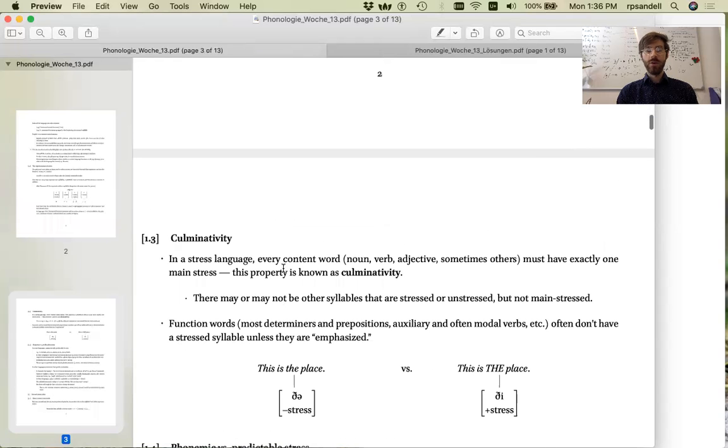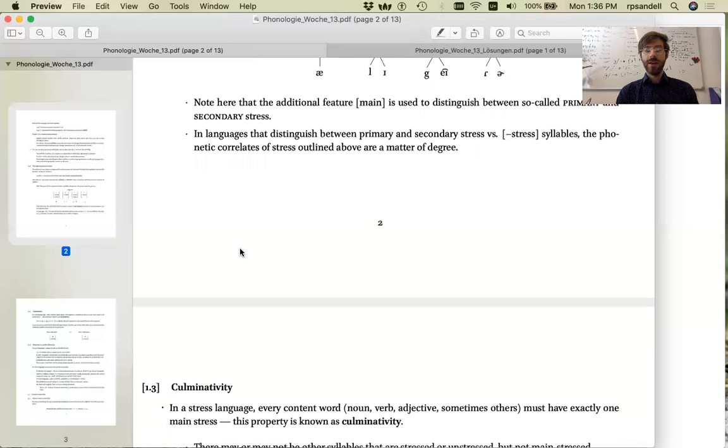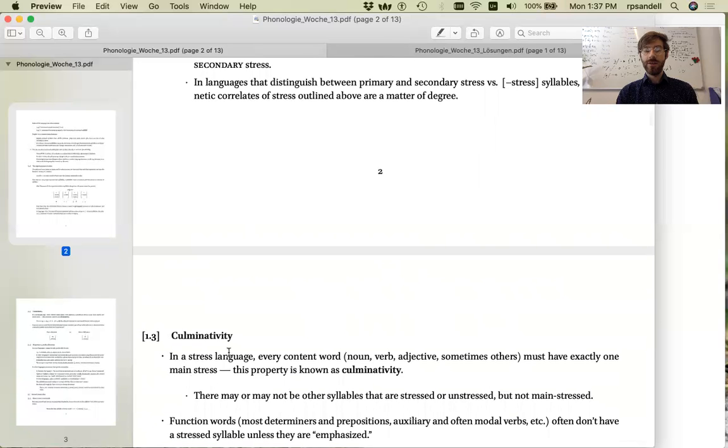And also important to note is that in this feature main that I've used here, in a stressed language, every content word, so all of the nouns and verbs and, depending on the language, the adjectives and perhaps some other word classes, must have exactly one main stress. So not more and not less than one main stress. And that property we will refer to as culminativity. So the sort of stacking of prominences.